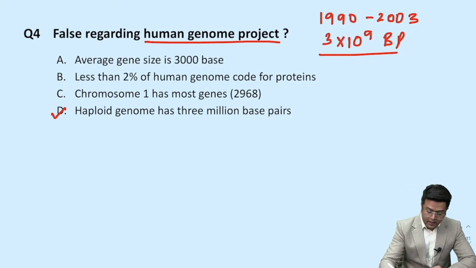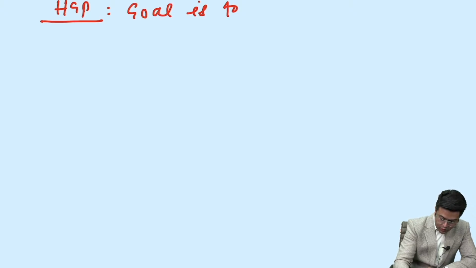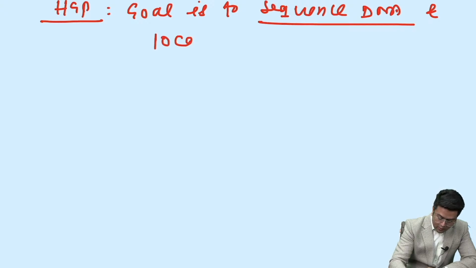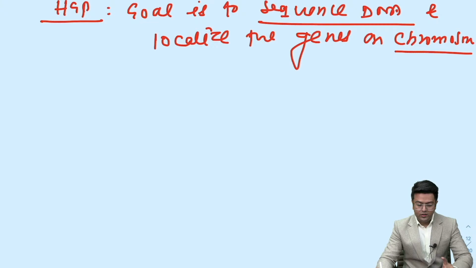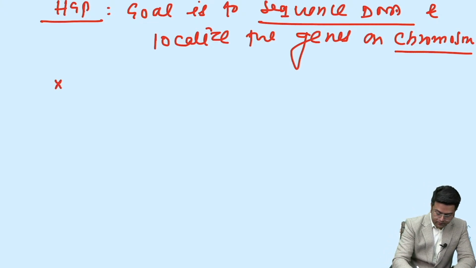Now guys, what is the goal of the Human Genome Project? The goal is to sequence the DNA, one thing, and localize the genes on chromosomes. So that is the goal. How was it done? A few more points that we should know.